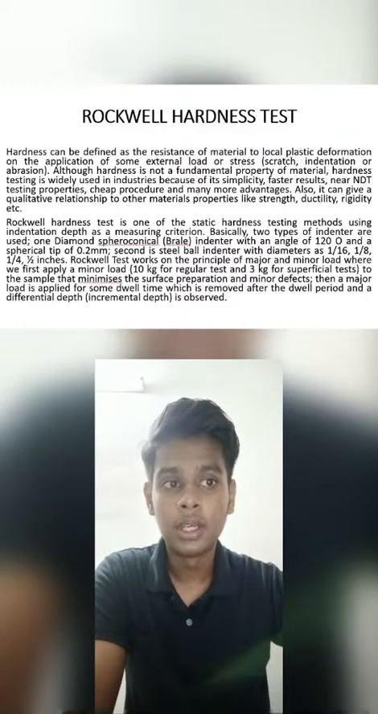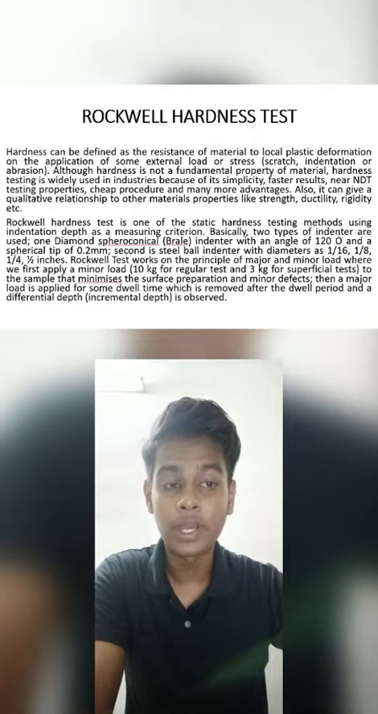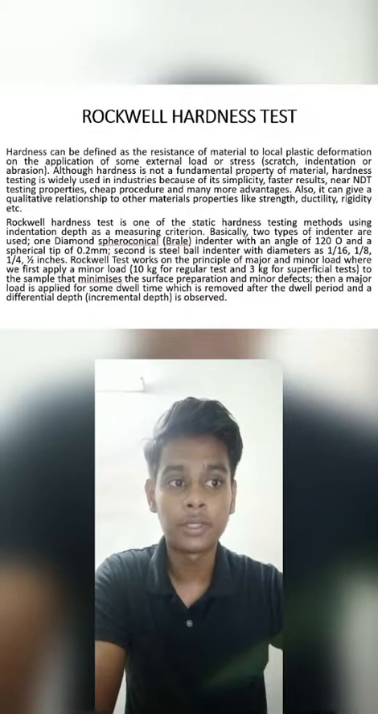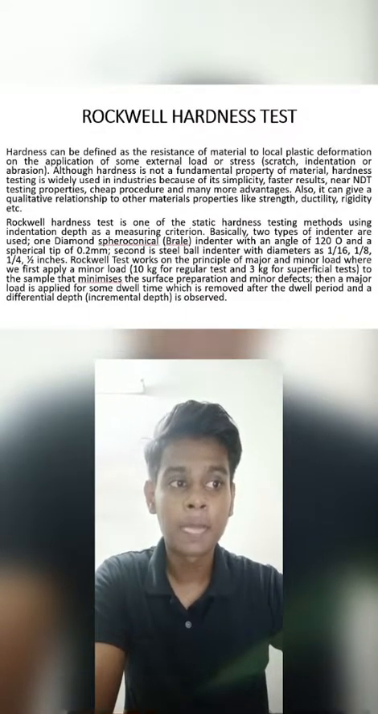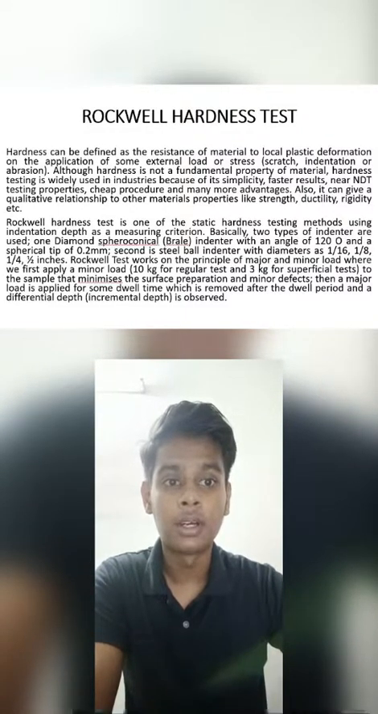Although hardness is not a fundamental property of material, hardness testing is widely used in industries because of its simplicity, faster results, near NDT testing properties, cheap procedure, and many more advantages. Also, it can give a qualitative relationship to other material properties like strength, ductility, rigidity, and so on. The Rockwell hardness test is one of the static hardness testing methods using indentation depth as a measuring criterion.